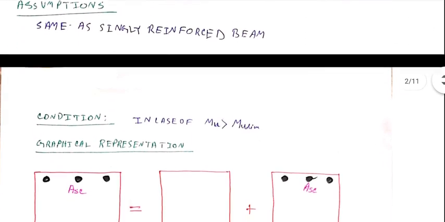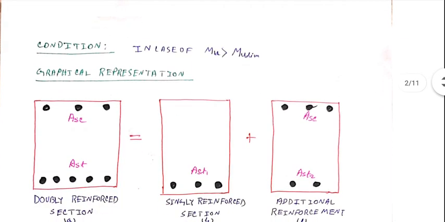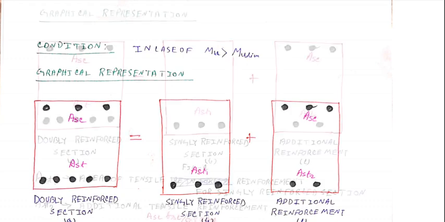Next I want to discuss the condition, which I have already mentioned in the previous part. In case of Mu greater than Mu limit, that means the total moment which comes on a section is greater than the limiting moment, and that is due only to depth restriction. So, in this case, the excess moment will be carried by additional reinforcement.